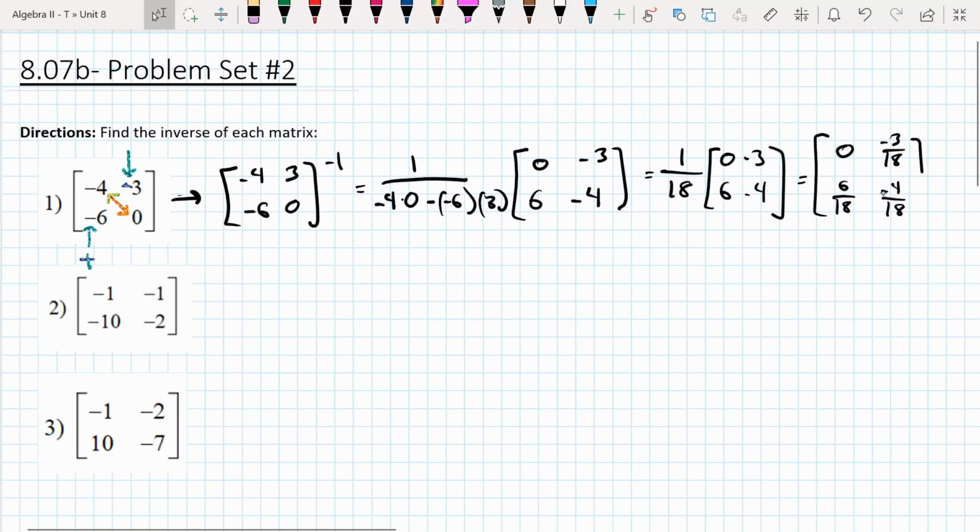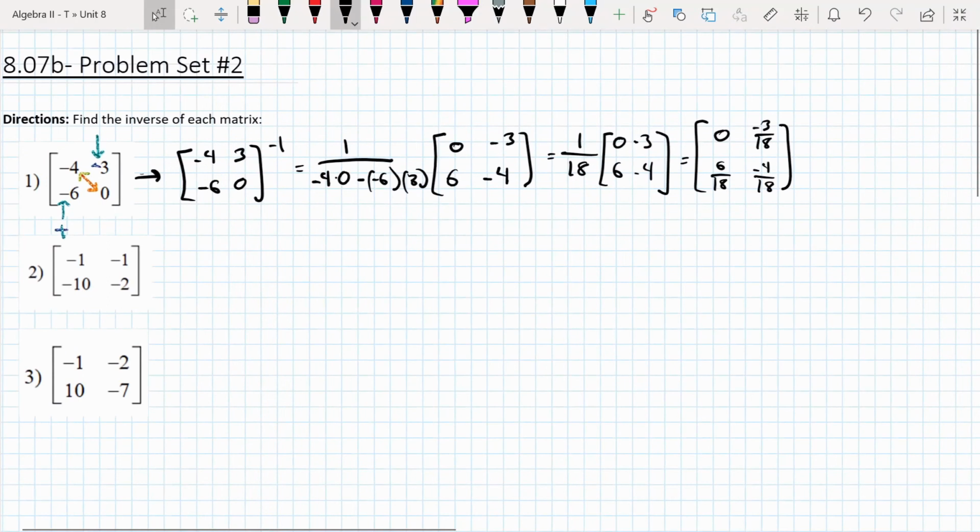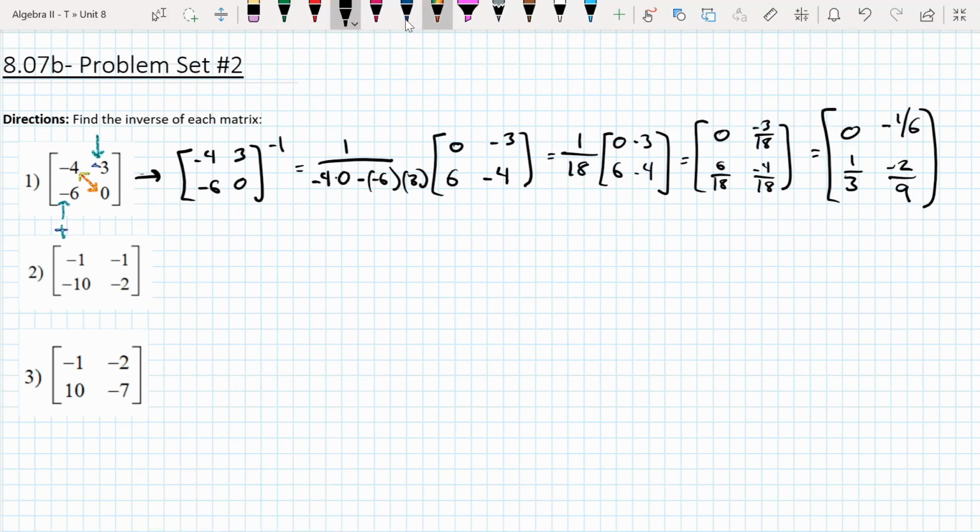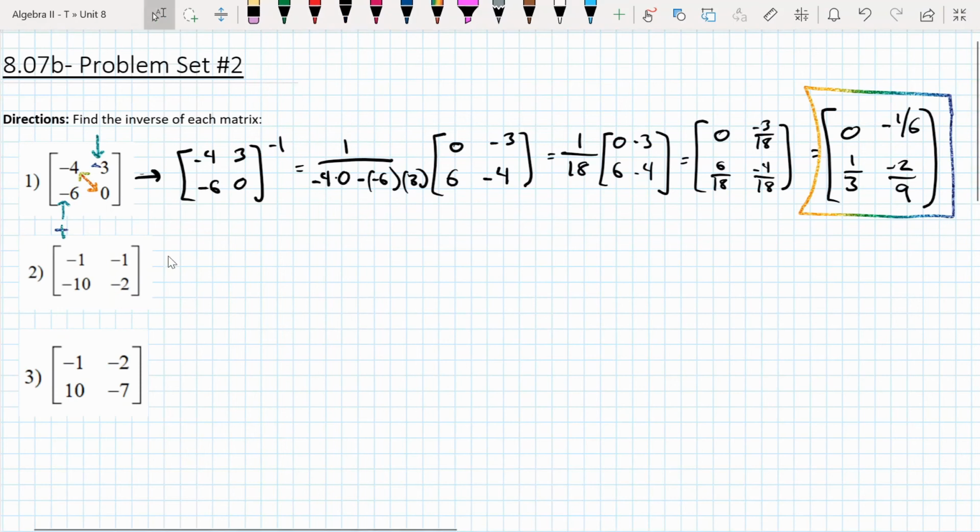And let's just simplify this one more step. So we end up with 0, negative 1/6. It's the same thing as negative 3 over 18. 1/3, negative 2/9. That's going to be the inverse of our matrix over here on the left. Okay, number 2. Once you get the process down, the 2 by 2s hopefully aren't that bad. It's just kind of remembering the steps.